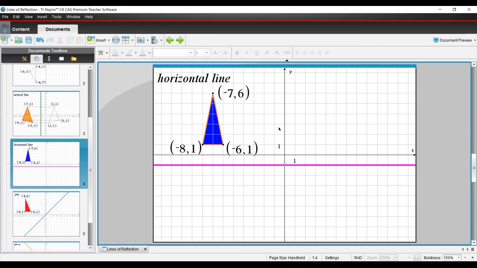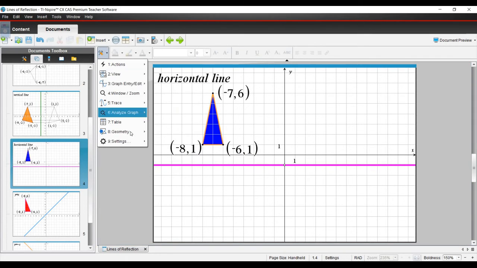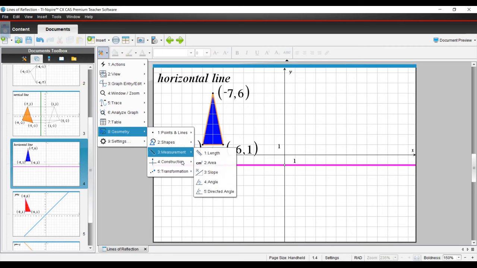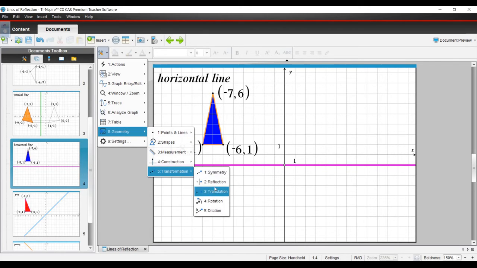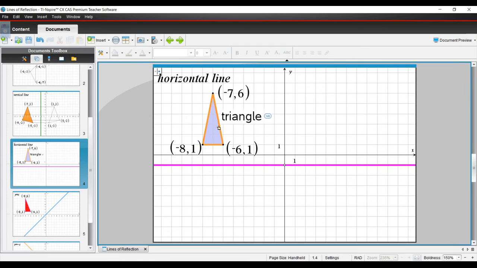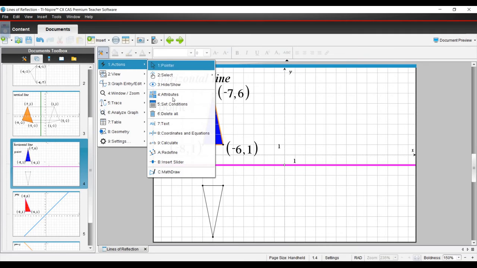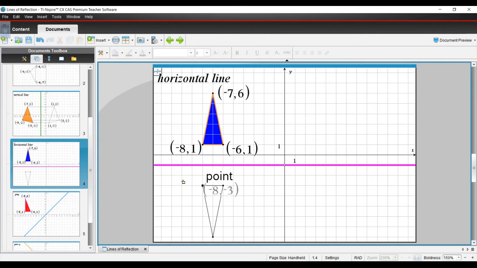All right, and you're going to see things are very similar with a horizontal line. Again, if I move the horizontal line right there, that is our x-axis. So things are going to be somewhat similar to reflecting over the x-axis. So let's go back to geometry. Let's go to our transformation. Let's do a reflection of our triangle over our line right here. And as we've done, we will continue to get these coordinates so that we can make some comparisons here.